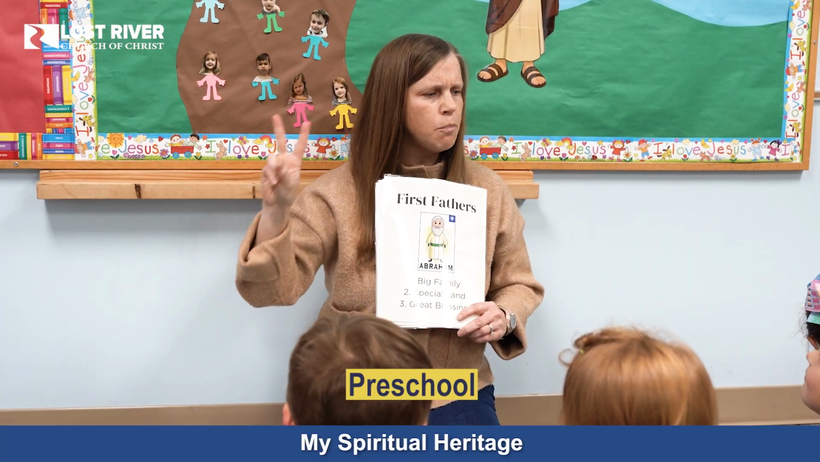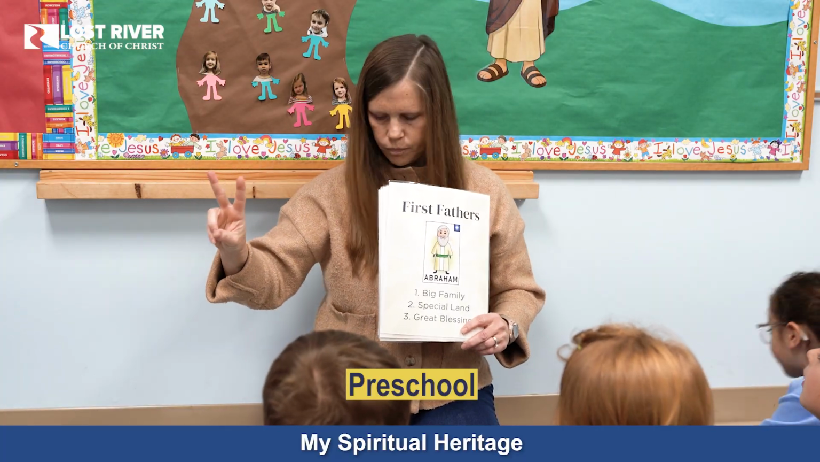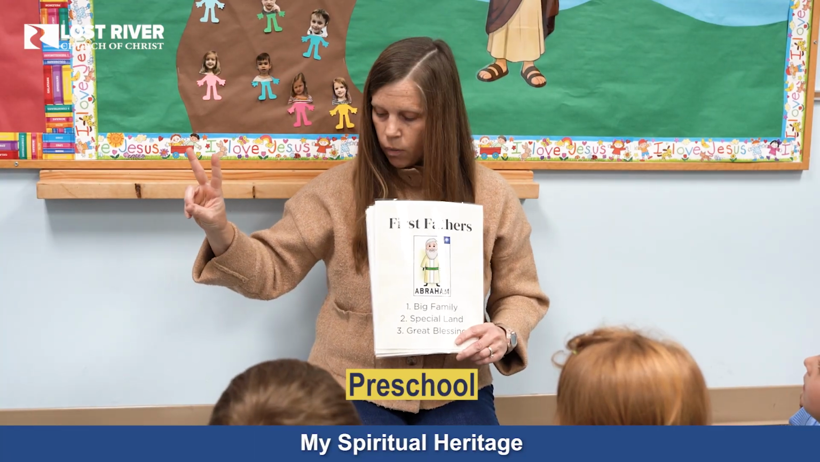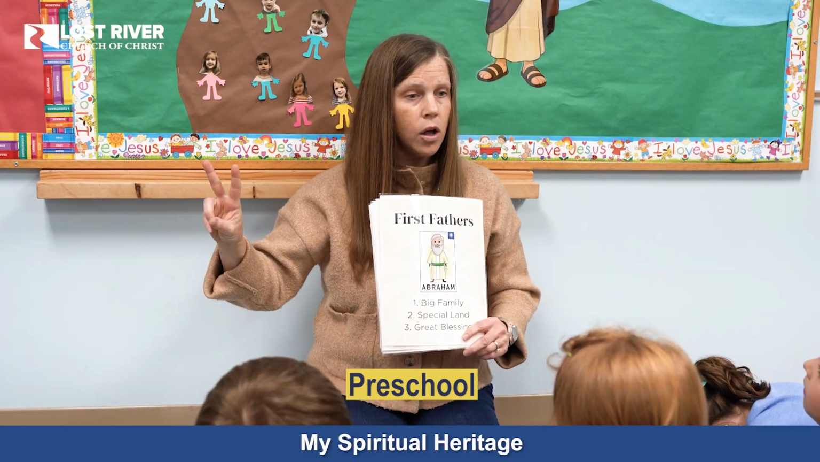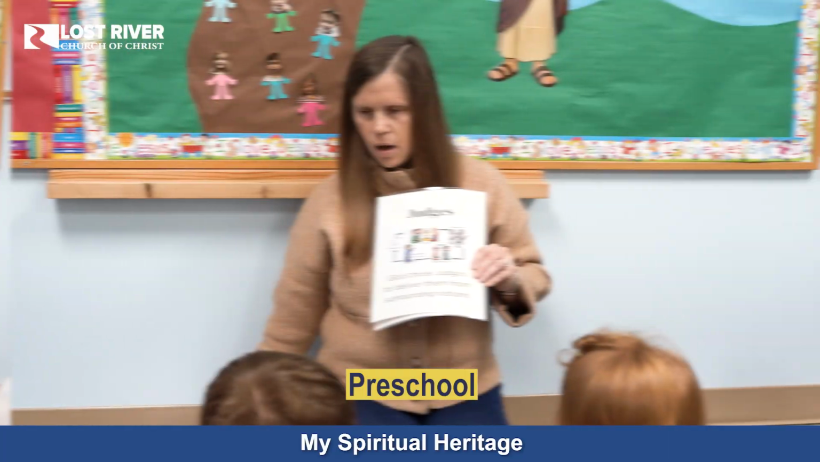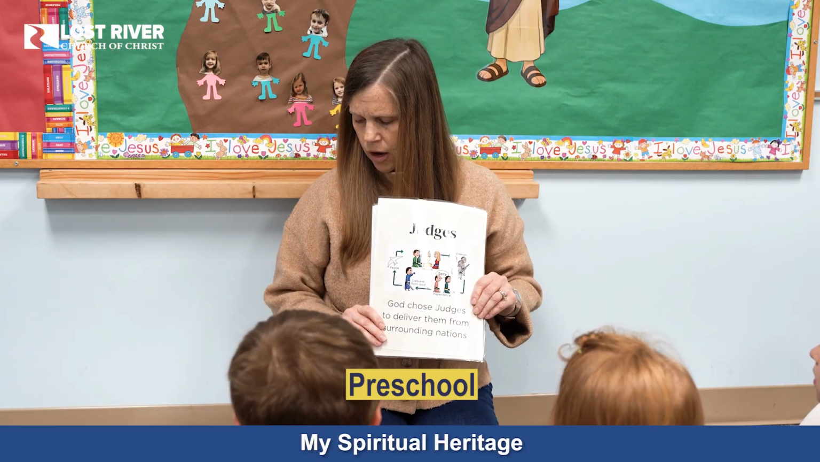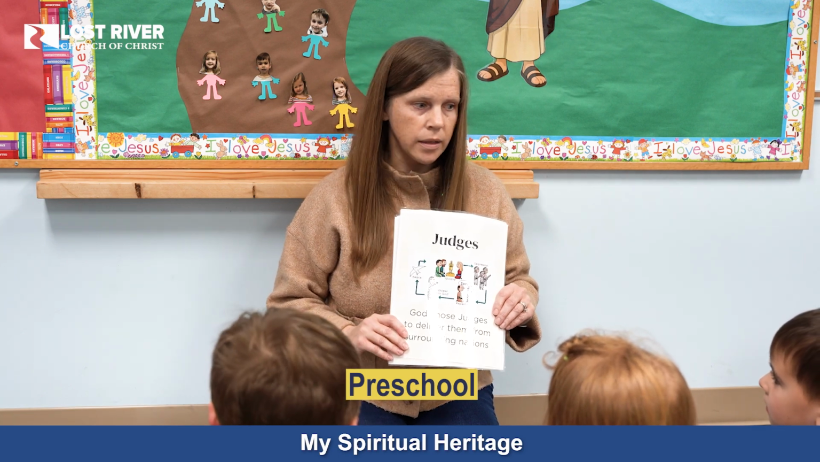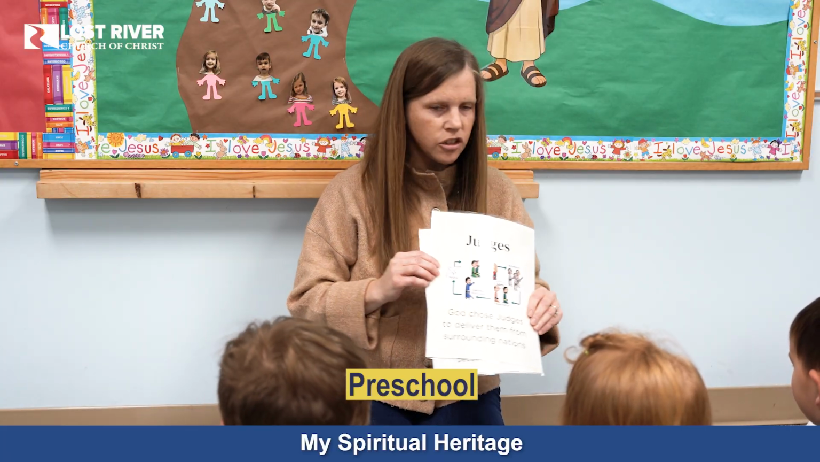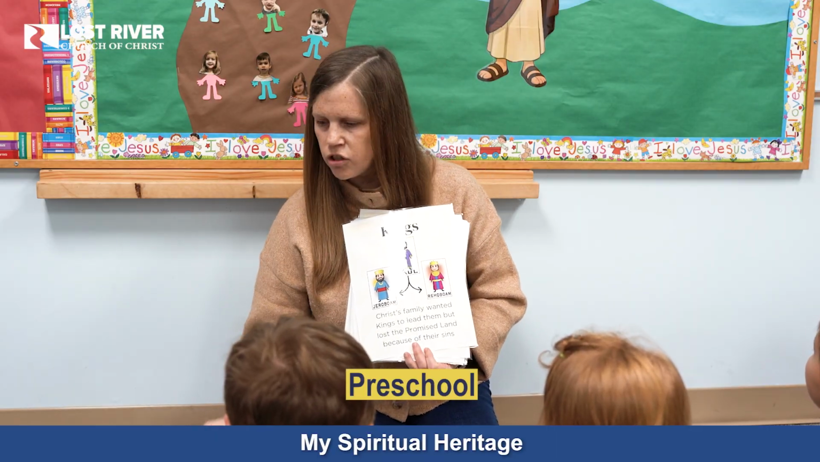He promised them a special land to live in called the Promised Land. Everybody say special land. Special land. He promised them that from that family and from that land would come a great blessing to the whole world. Everybody say great blessing. Great blessing. Unfortunately, Christ's family sinned and were oppressed. But when they repented, God chose judges. Everybody say judges. Judges. To deliver them from the surrounding nations.